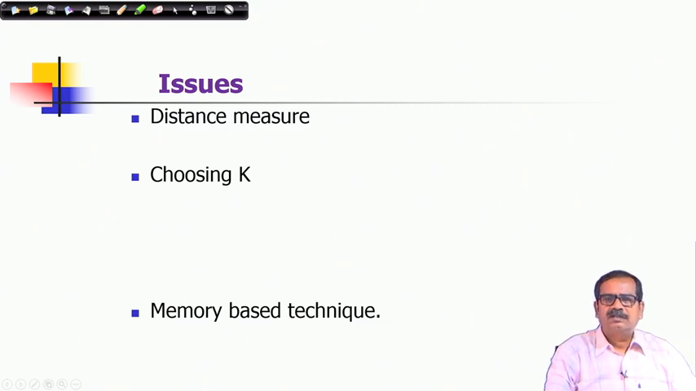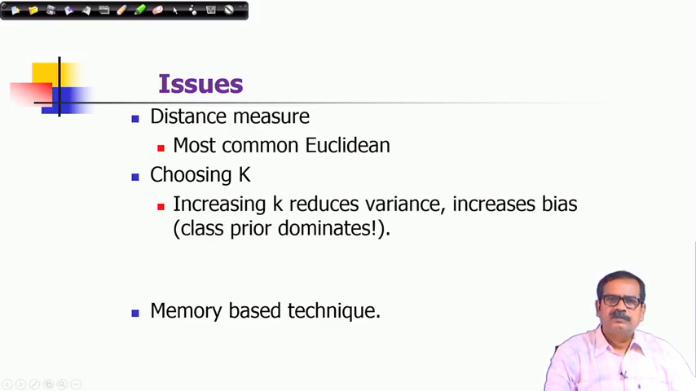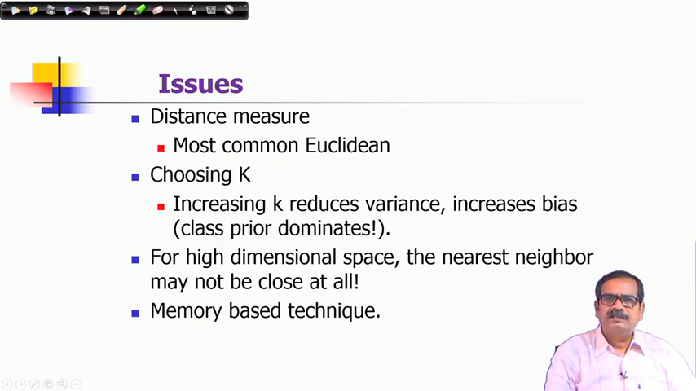So, there are issues like the distance measure you have to choose. The most common is the Euclidean distance. Increasing k reduces variance and increases bias, which means the class prior dominates in that case. And for high dimensional space, the nearest neighbor may not be close at all. That is another difficulty in using it in high dimensional space. That is why it is advisable to use this technique with not more than about 20 attributes. This is just an empirical observation.